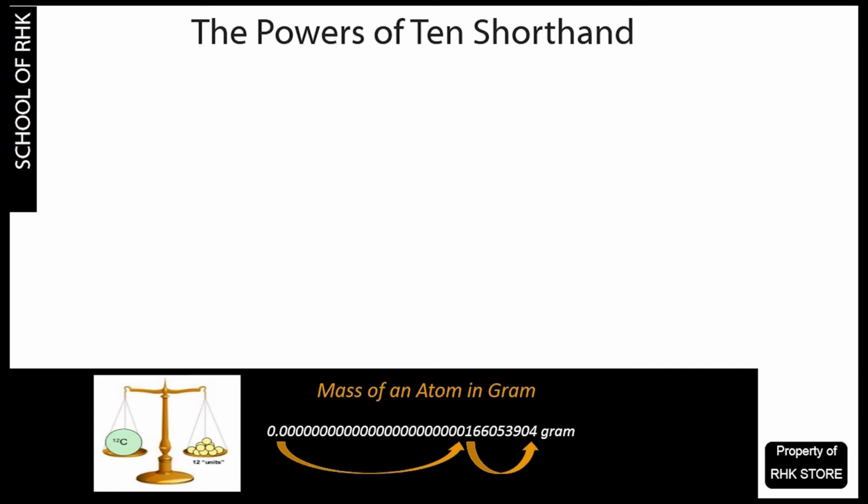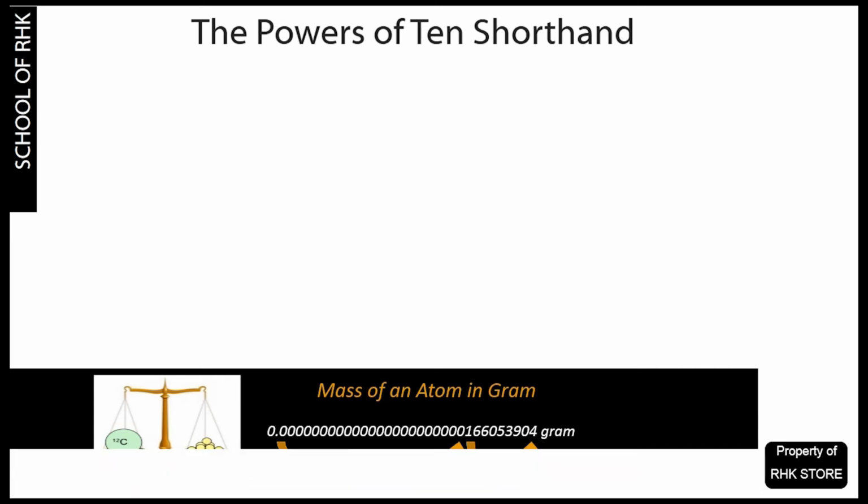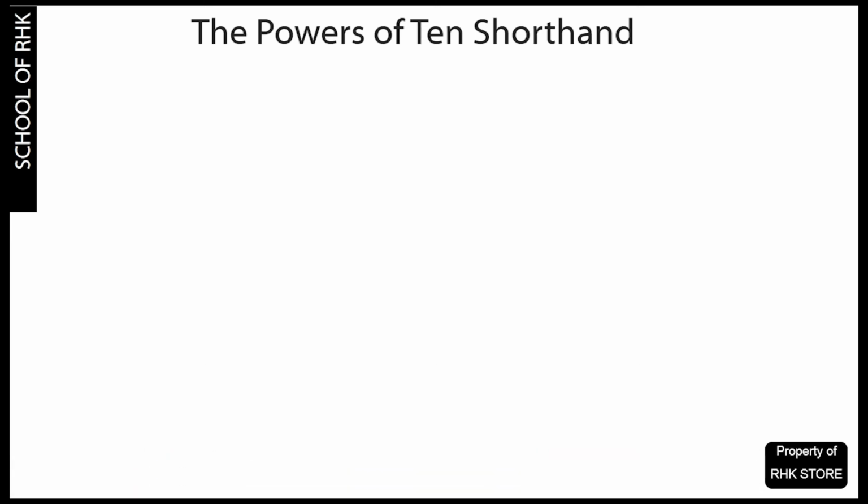0.230, then 166053904. Any numeric value has a base and a power. If the numeric value is n, the base will be n itself and the power will be on the top, as written here in superscript.